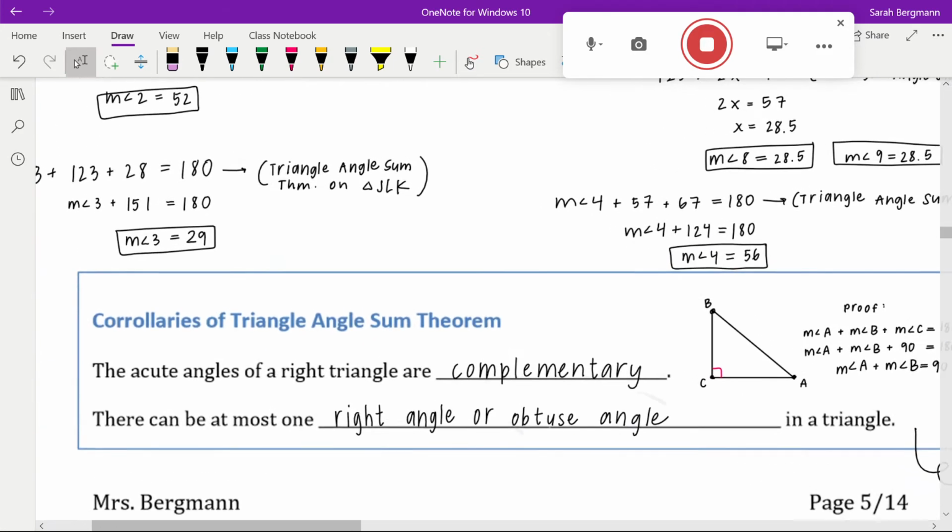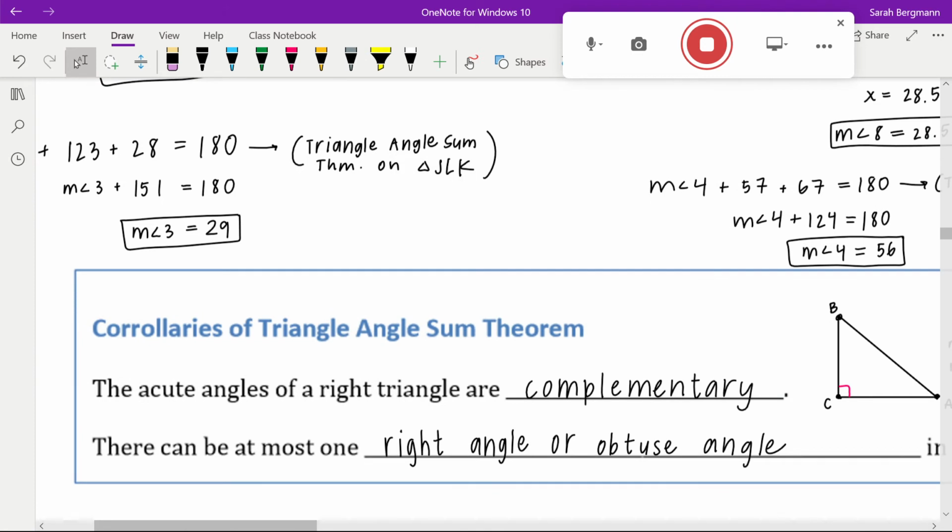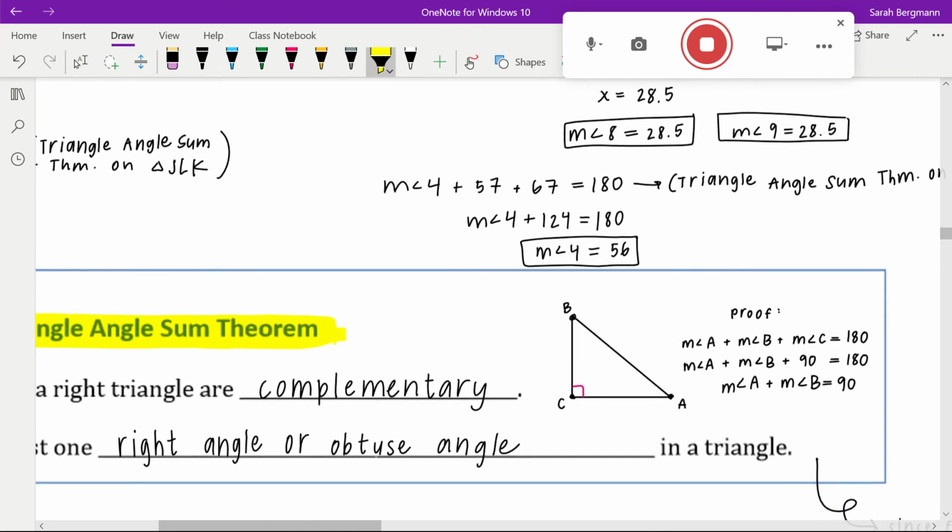Alright, so based on triangle angle sum theorem, we have a couple of things that must be true. So corollary basically just means this follows directly from this theorem. So these two facts, the first one states that the acute angles of a right triangle are complementary. Here's a proof, very quickly. It's not going to give any reasons or anything, but I'll just explain it to you.